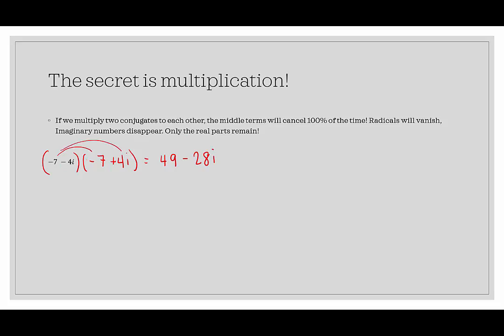So that was this and this. Then we have minus 4i times negative 7. Negative times negative is positive. That would be 28i. Negative 4i times 4i is going to be minus 16i squared. Okay, so these canceled. You might be saying to yourself, wait a minute, there's still an i squared, but i squared is a real number. i squared is negative 1.